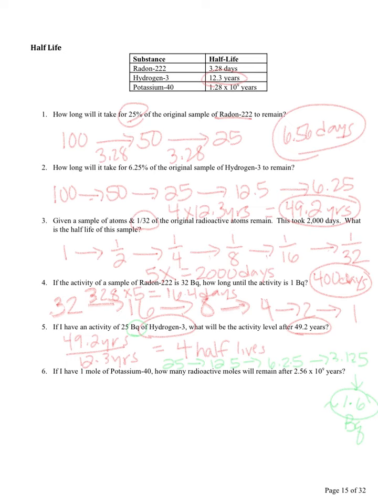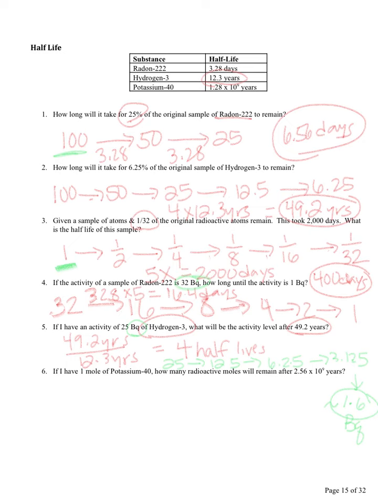So big idea, if it's a percent, start with 100. If it's a fraction, start with a 1. If they give you some number, like 32 becquerels, just start with that and decay it the number of half-lives or until you reach the end point.